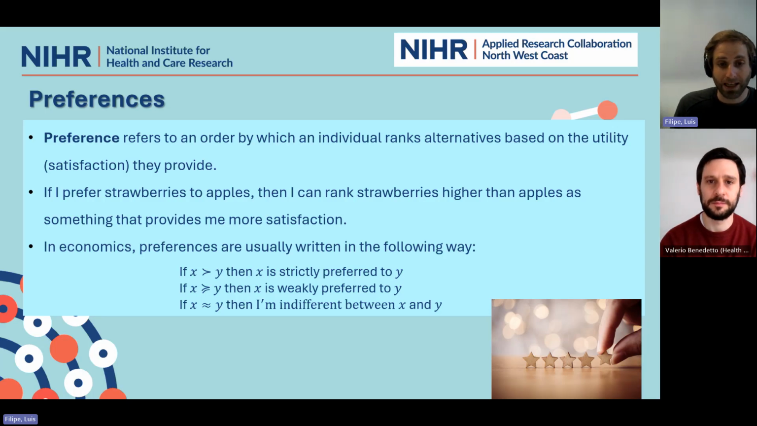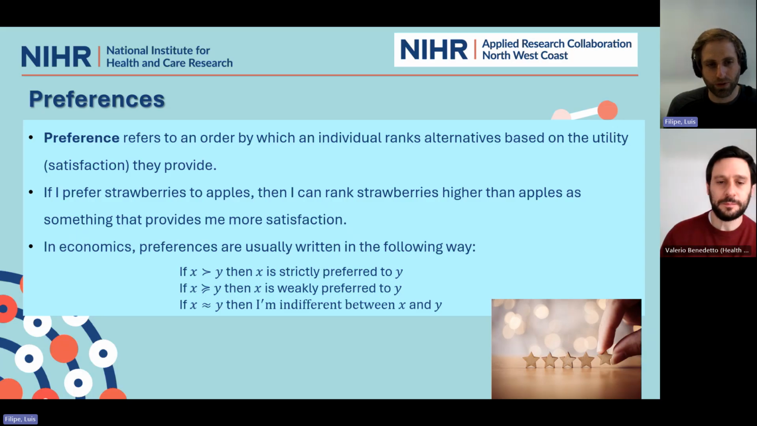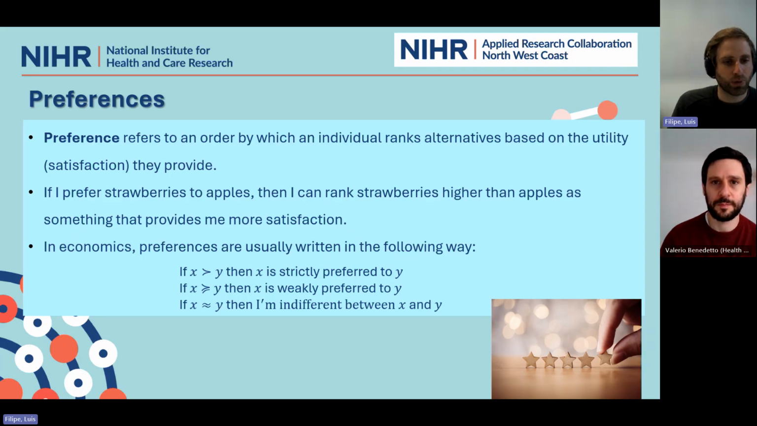Then in the second one, we have the case of what we call weak preferences. In this middle one, we weakly prefer strawberries to apples. What does it mean? It's very simple. It's just that I know for sure that I don't prefer apples to strawberries. So I might prefer strawberries to apples, or I might be indifferent between them. I'm not super sure, but I know for sure that I don't prefer apples to strawberries. And then we have the last one. These are the three possibilities. The last one is that I'm indifferent. I know I'm indifferent between strawberries and apples.